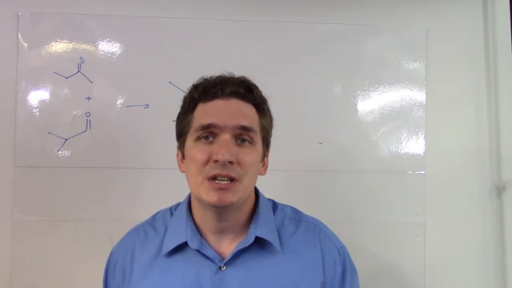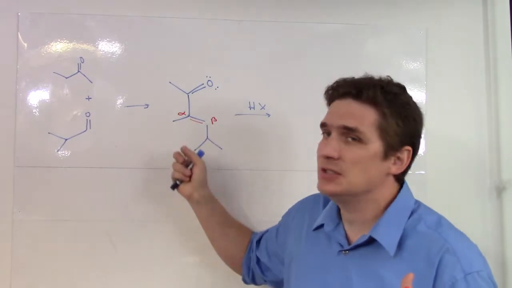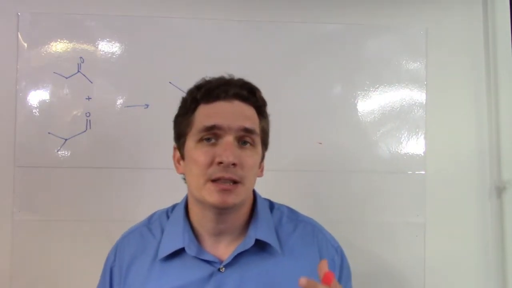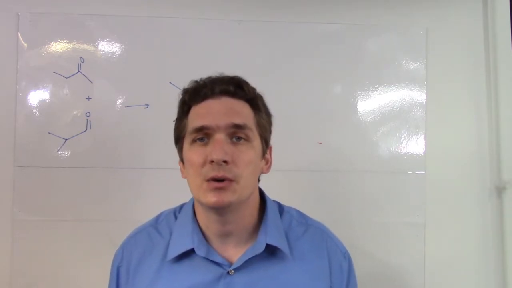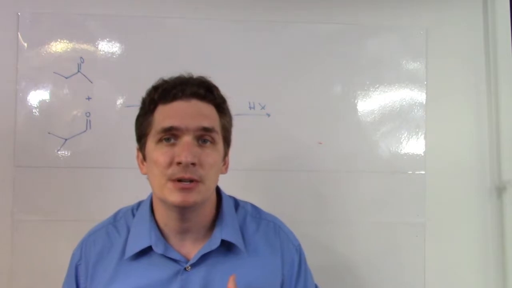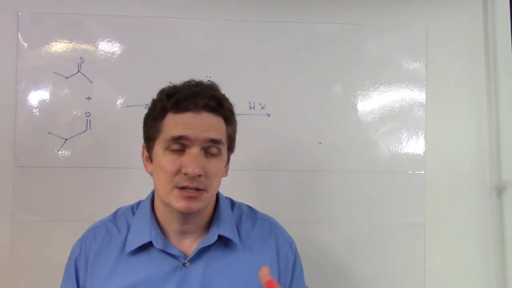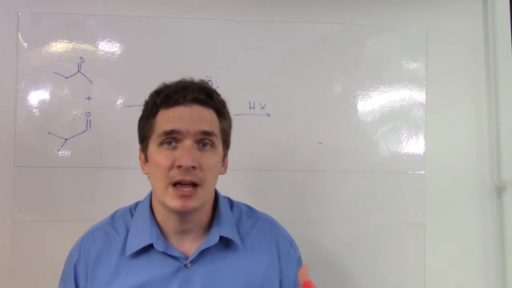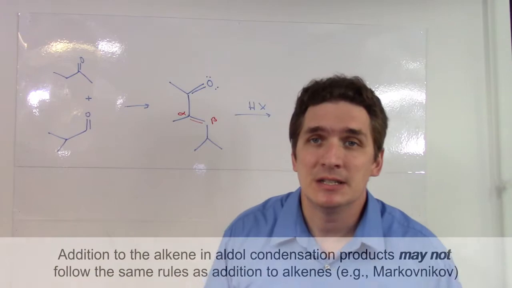Well, if it were just an alkene, meaning we don't have this ketone group adjacent to the double bond, we would expect the X, the halogen or whatever nucleophile we're adding, to go to the more substituted carbon, because the more substituted carbon is going to carry the positive charge, as it's more able to stabilize a carbocation. This may not be the case with alpha beta unsaturated ketones.